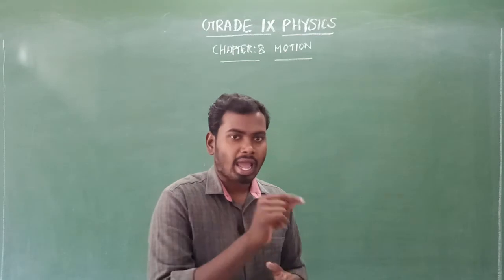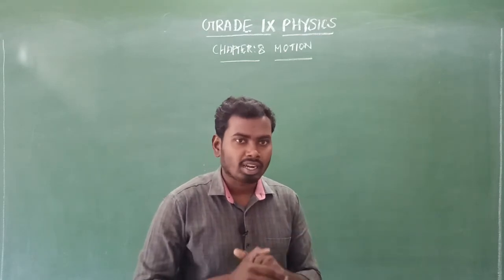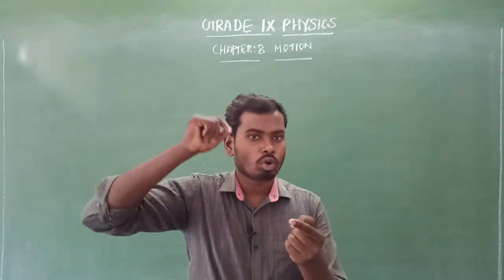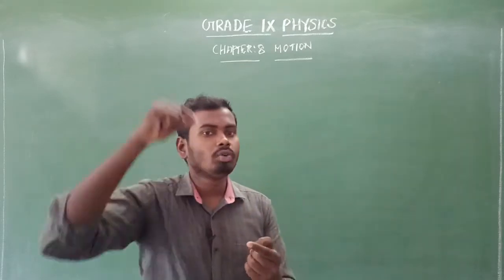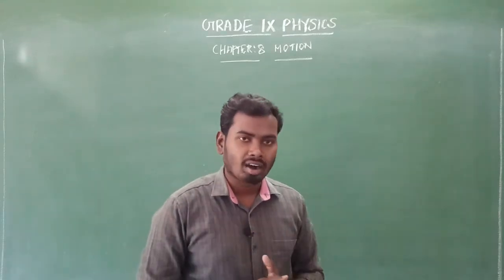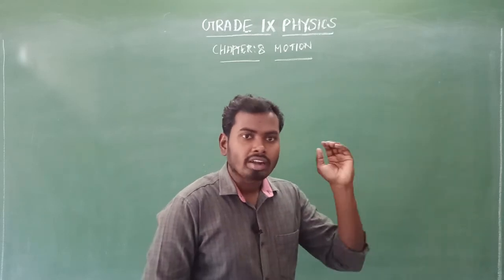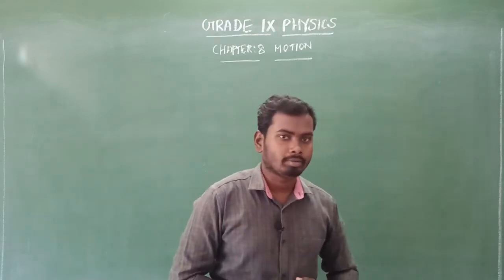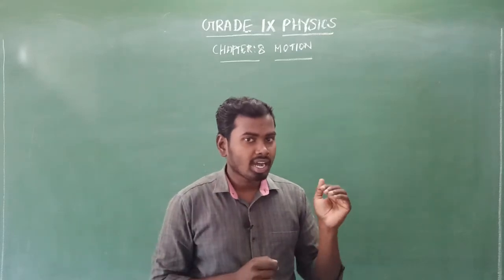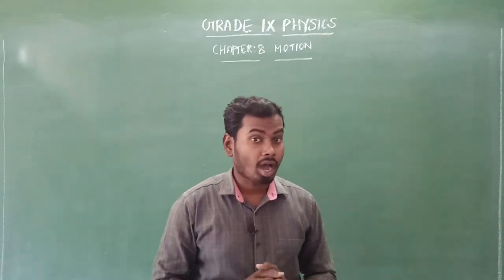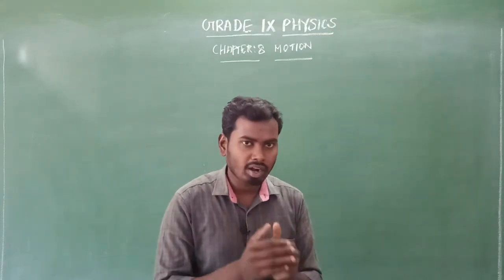In a velocity time graph, whenever the line is a curved line, note this point, we can say that the object is at non-uniform acceleration. Note this point, the object is at non-uniform acceleration. Okay, so finally, come to the point, what are the 2 points?